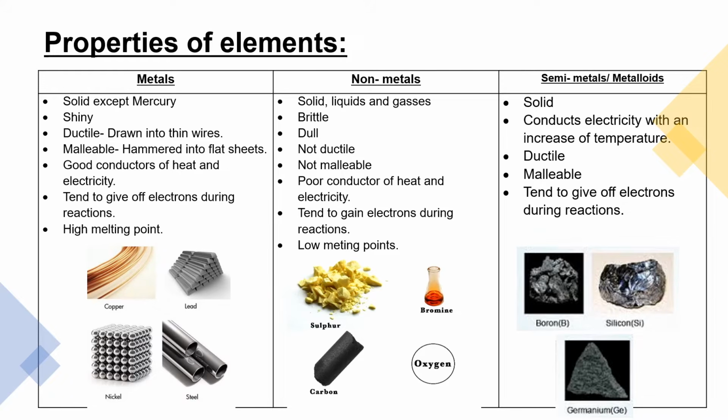Some examples of metals are copper, lead, nickel, and steel. Some non-metals on our periodic table are sulfur, carbon, bromine, and oxygen. And three of our semi-metals that we can find on the periodic table are boron, silicon, and germanium.